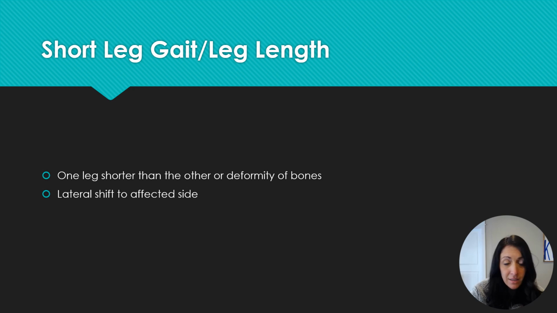For short leg gait, or leg length discrepancy, where one leg is shorter than the other or there's a deformity of bones, they'll have a lateral shift onto the affected side. It's not very uniform. It might look a little more clumpy, so to speak.